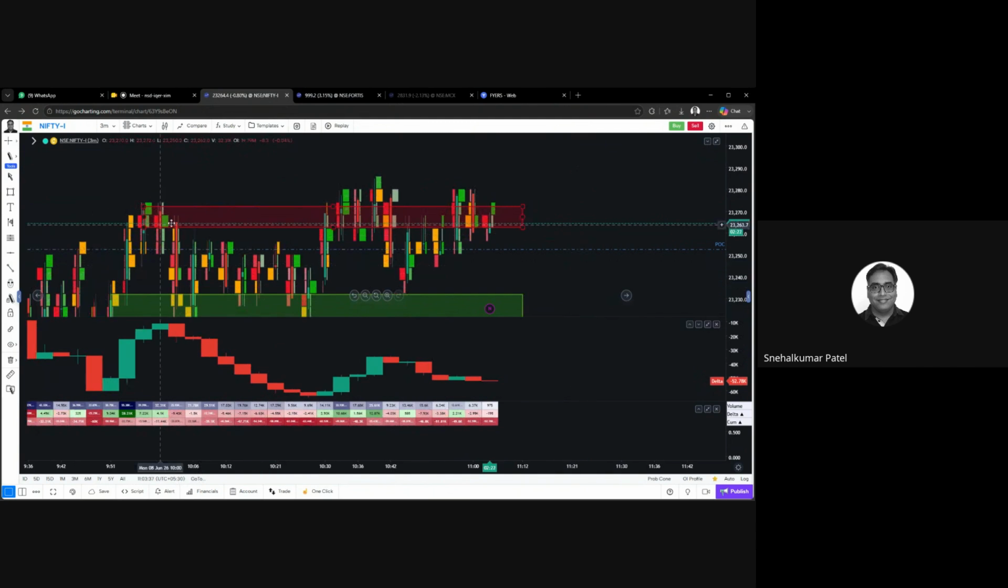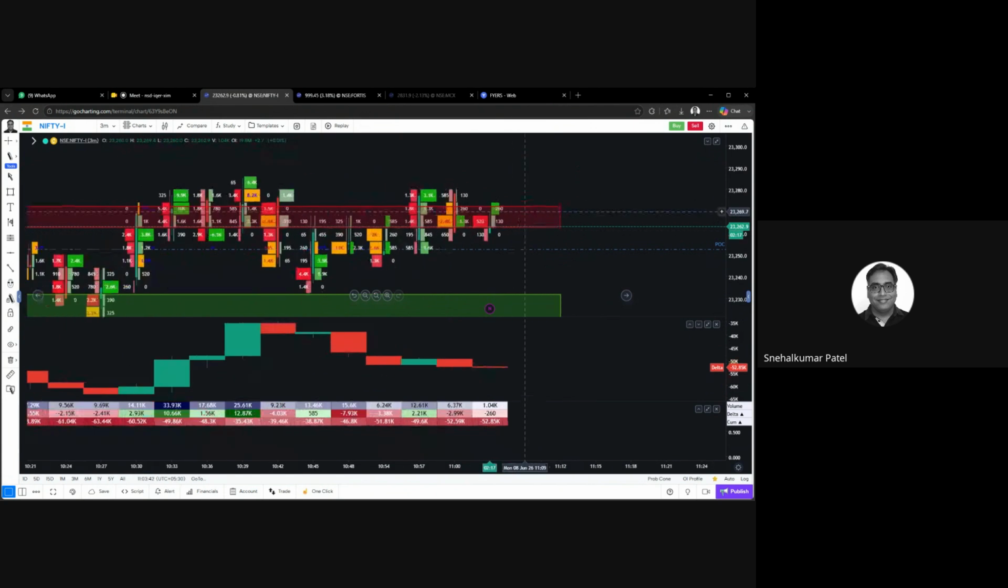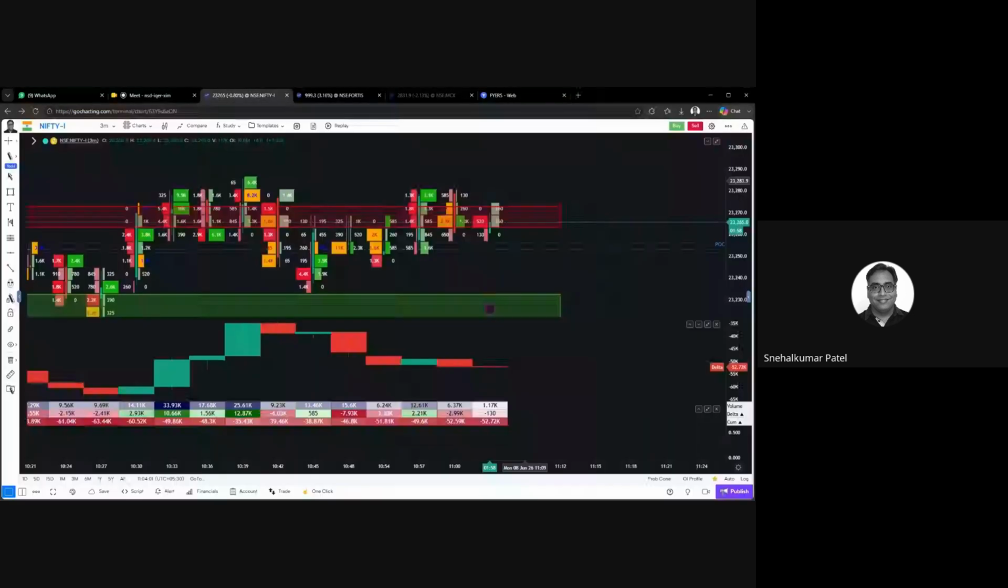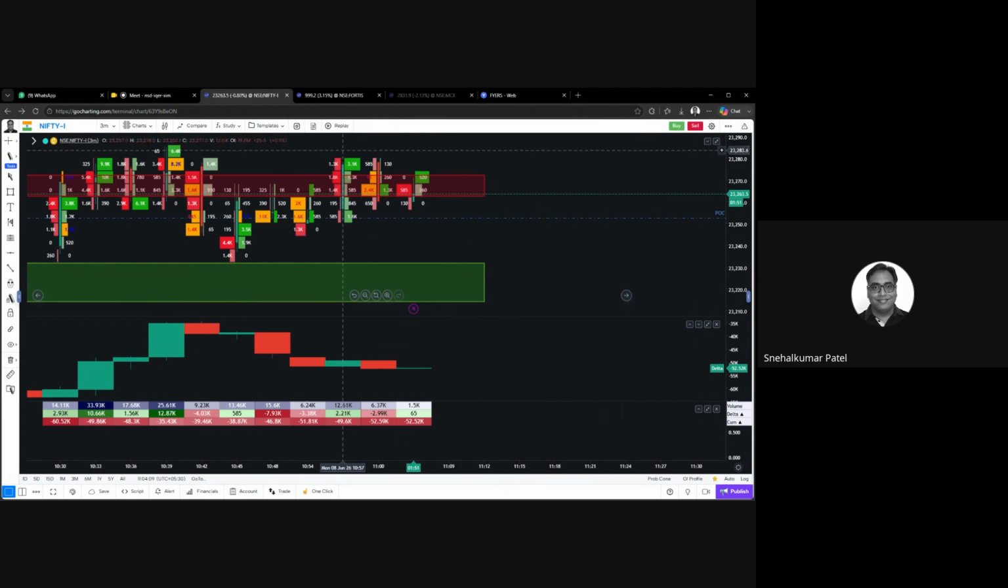So we can see the price is near the around 10 a.m. high. If you look at the option prices, we had looked at this call price, the 23,200 call price was around 134. It's still around the same price, 130, 129. Two imbalances in this candle on the sell side.